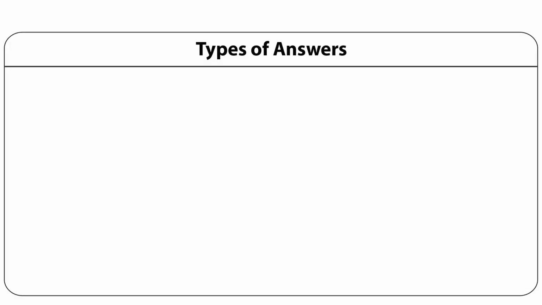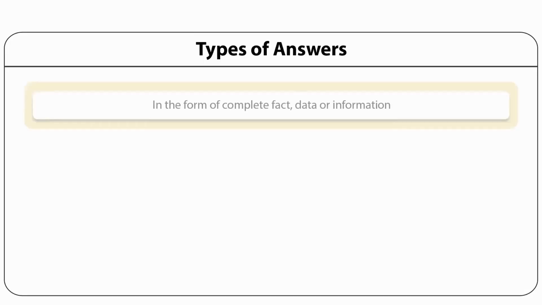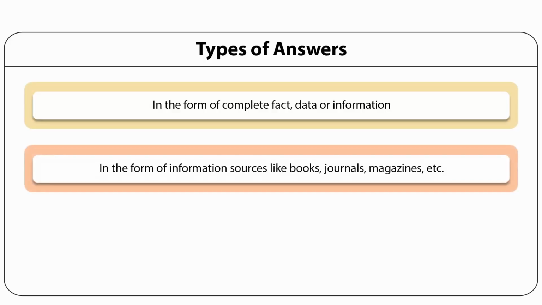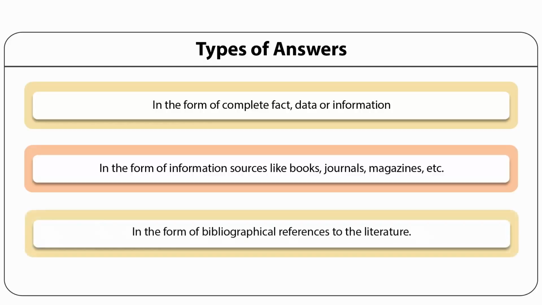Types of answers. Answers provided to the user may be in different forms. An answer may be in the form of complete fact or data or information, as provided in the case of ready reference type of questions, or in the form of information sources like books, journals, magazines, journal articles, etc. containing the answers, as provided in the case of specific search type of questions, or in the form of bibliographical references to the sources containing the answers, as provided in response to research type of queries.